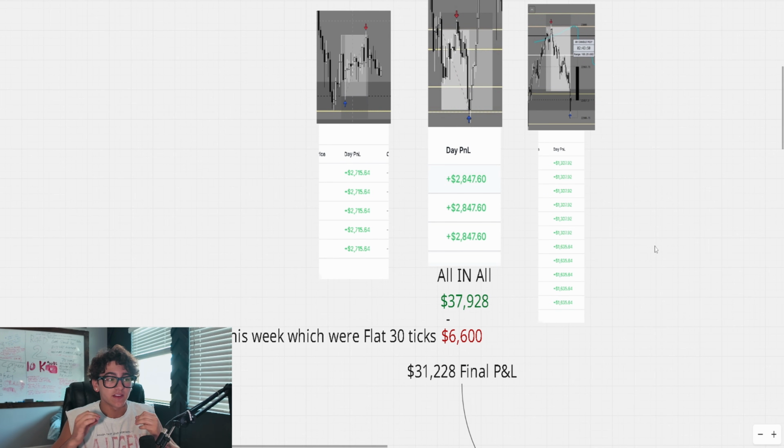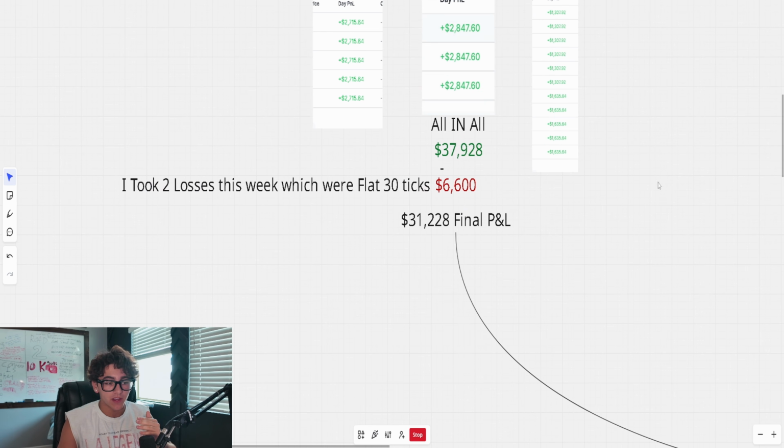And whenever I trade this, I'm doing a flat 30 tick stop. As you can see, these are pretty tight stops. And for each one of those, I'm on around 11 accounts. So with 2 contracts that I'm normally trading, 30 ticks, and across 11 accounts, that is going to be approximately $6,600 in losses. So for the week, my final P&L is about $31,228.